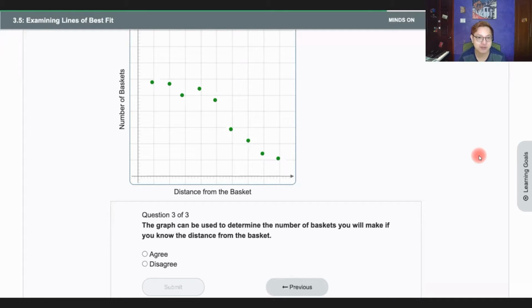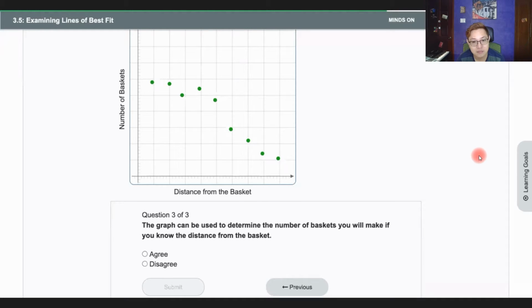Okay, so what's your answer for this? Since I follow a line of best fit, you can use that line to determine the number of baskets if you know the distance from the basket, right?